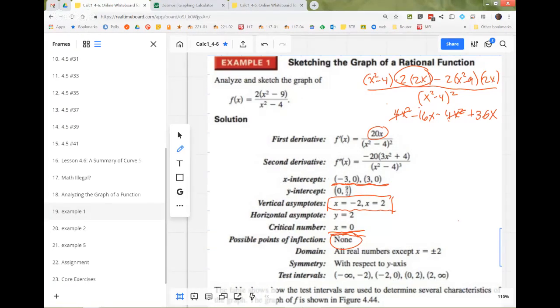Doesn't it have to be 0 comma something? Yeah, x has to be 0. So if you set x equal to 0 up here, what happens? You get 2 times negative 9, which is negative 18. And on the bottom, you get negative 4. And negative 18 over negative 4 is positive 9 over 2. Yep, there's the y-intercept. Okay.